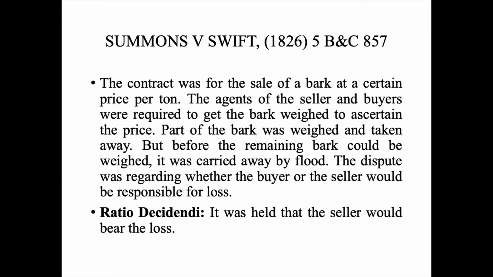Now, in Simmons versus Swift, the contract was for the sale of bark at a certain price per ton. The agents of the seller and buyer were required to get the bark weighed to ascertain the price. Part of the bark was weighed and taken away, but before the remaining bark could be weighed, it was carried away by a flood. The dispute was regarding whether the buyer or the seller would be responsible for the loss. It was held the seller would bear the loss.